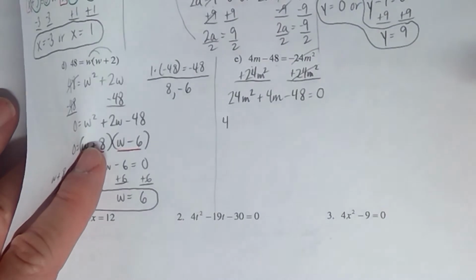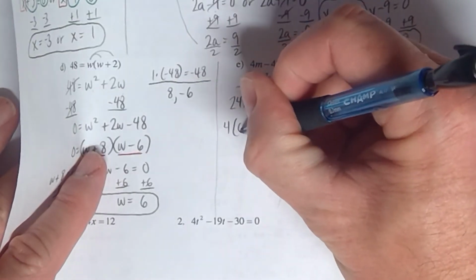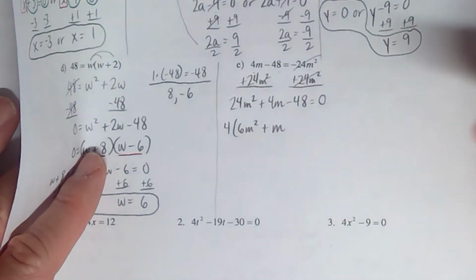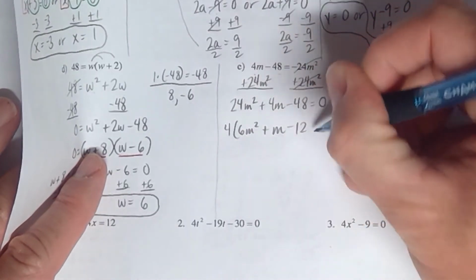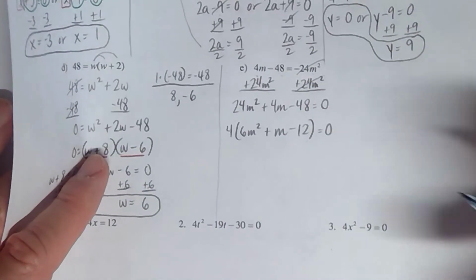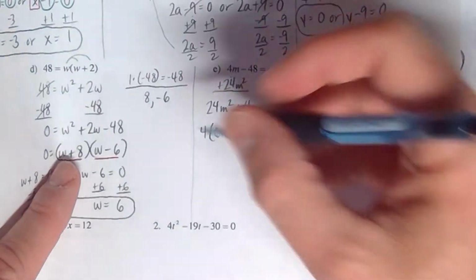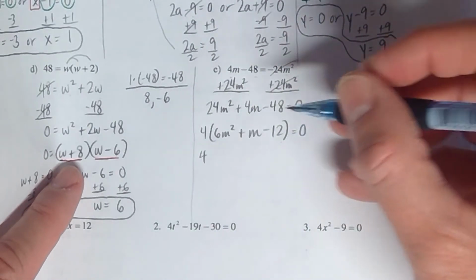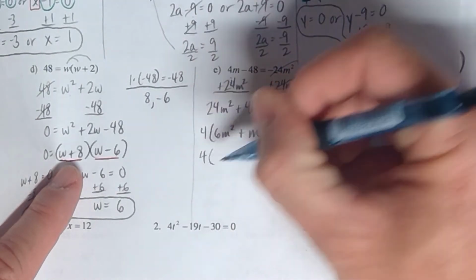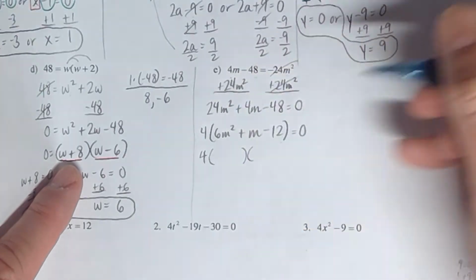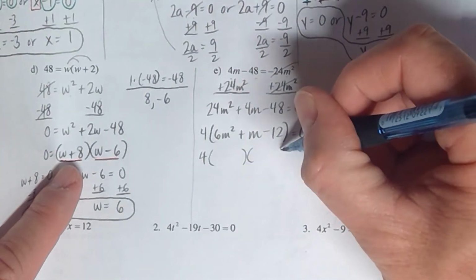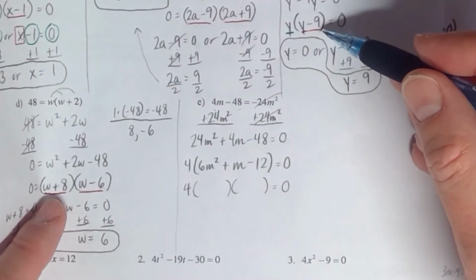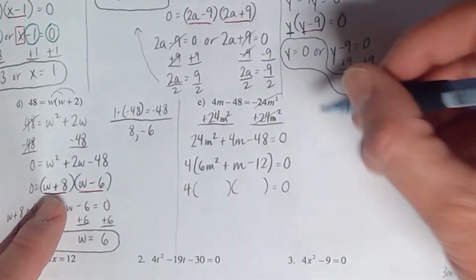It's going to be 4, just 4. And then we get 6m squared plus m minus 12. Then, as we learned back in the factoring chapter, after you factor out the GCF, you try to factor the remaining bracket. And as it turns out, it will factor this time, unlike problem C, where the bracket was prime. Okay, the y minus 9 was prime. This time it's not.